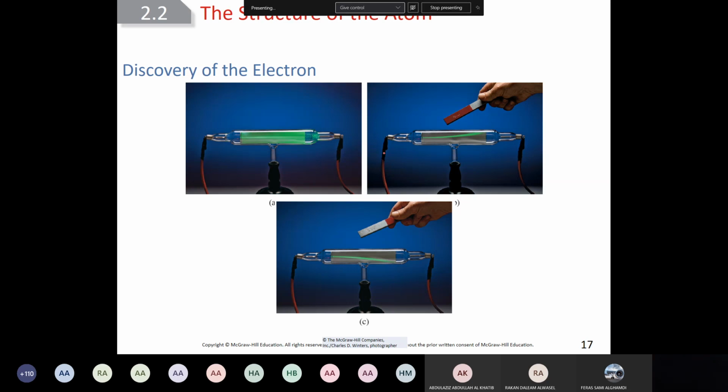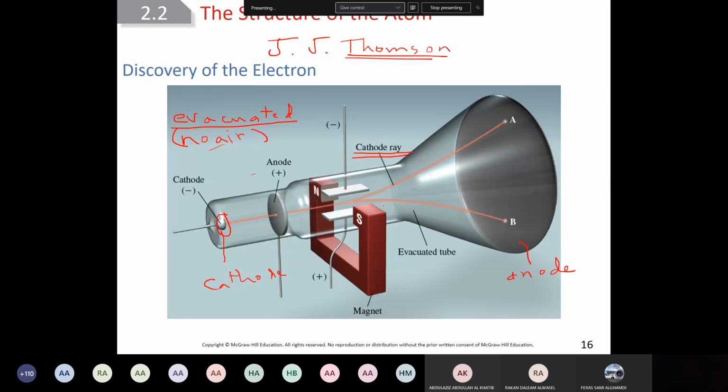Another way: he put electricity here, and he put a cathode of gold element and an anode, and when he put electricity, he found something is moving. And then when he put a magnet like this, he found that this green line that's moving is actually going toward the magnet. And if you put the magnet from this side, he found that the thing is going to this side. The name of this experiment is called the cathode ray experiment.